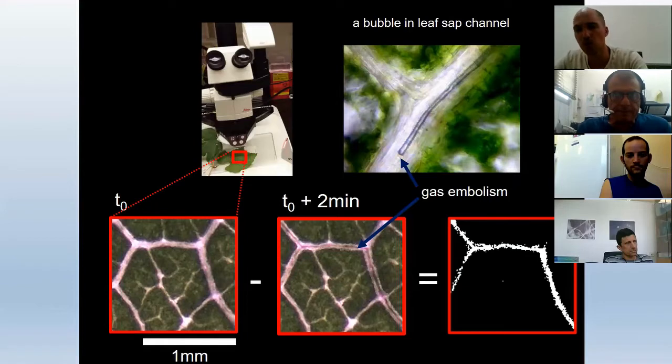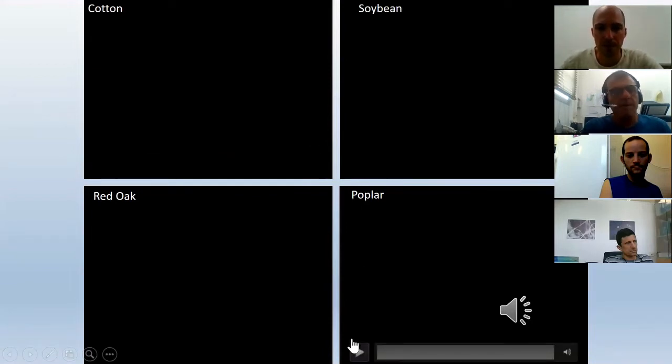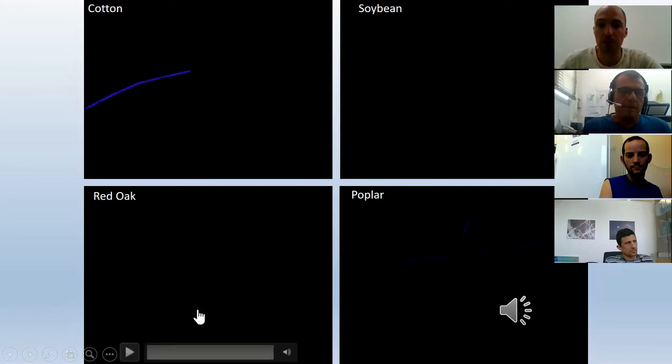So I have here cool examples of many leaves that I measured, where I visualized the spread of cavitation. This was done during my postdoc in the lab of Missy Holbrook.